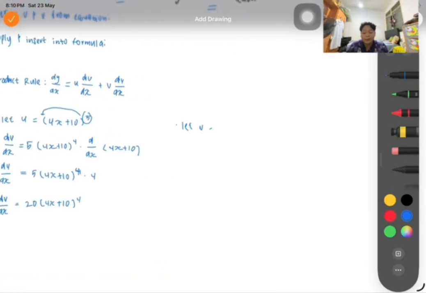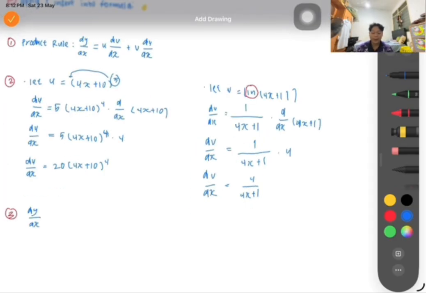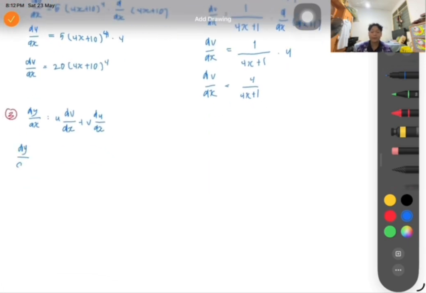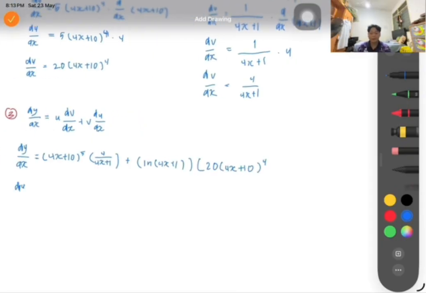Let v equal to ln(4x plus 1). dv/dx equals 1 over (4x plus 1) multiplied by d/dx of (4x plus 1). Then dv/dx equals 1 over (4x plus 1) multiplied by 4, and dv/dx equals 4 over (4x plus 1). dy/dx equals (4x plus 10) to the power of 5 multiplied with 4 over (4x plus 1), plus ln(4x plus 1) multiplied with 20(4x plus 10) to the power of 4.